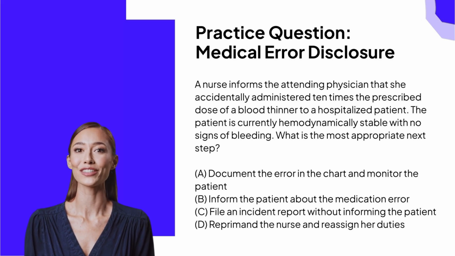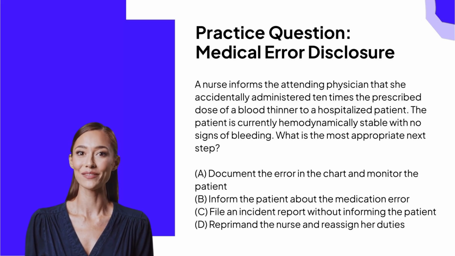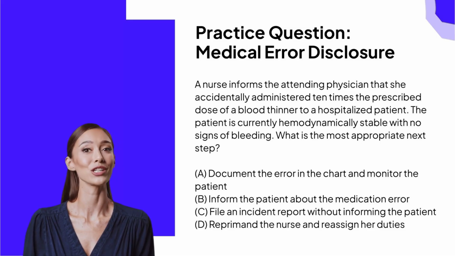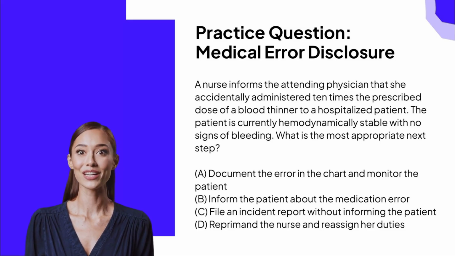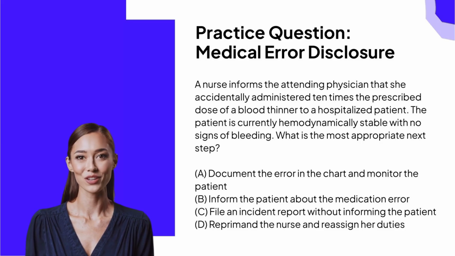A nurse informs the attending physician that she accidentally administered 10 times the prescribed dose of a blood thinner to a hospitalized patient. The patient is currently hemodynamically stable with no signs of bleeding. What is the most appropriate next step? Think through this one carefully.